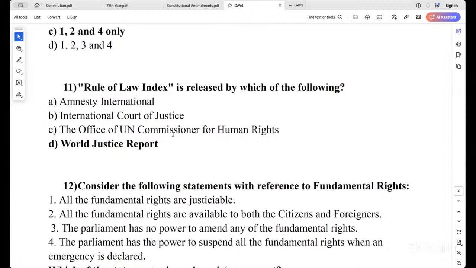And there are around 8 indicators. You can write it down. What are those 8 indicators? The first one is constraints on government powers. The second one is absence of corruption. Third one is open government. Fourth one is fundamental rights. Next, order and security. Then regulatory enforcement. Civil justice and criminal justice.